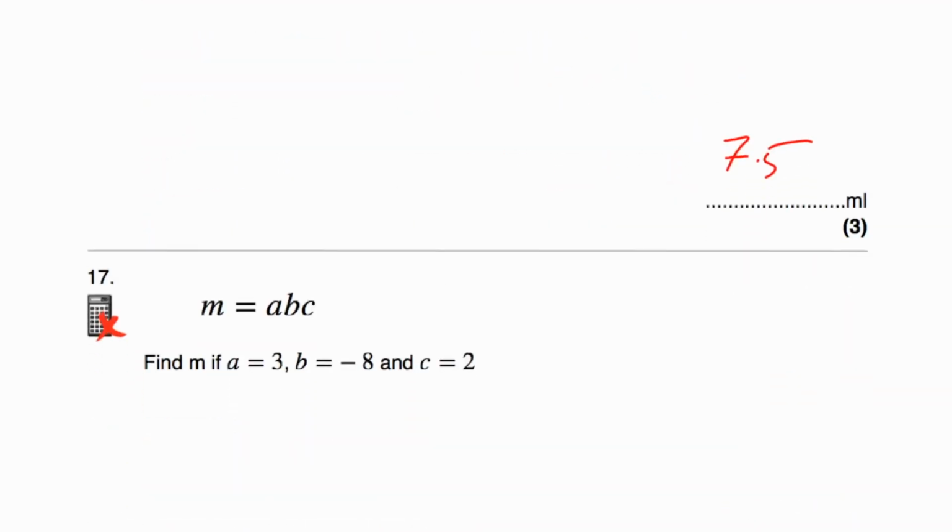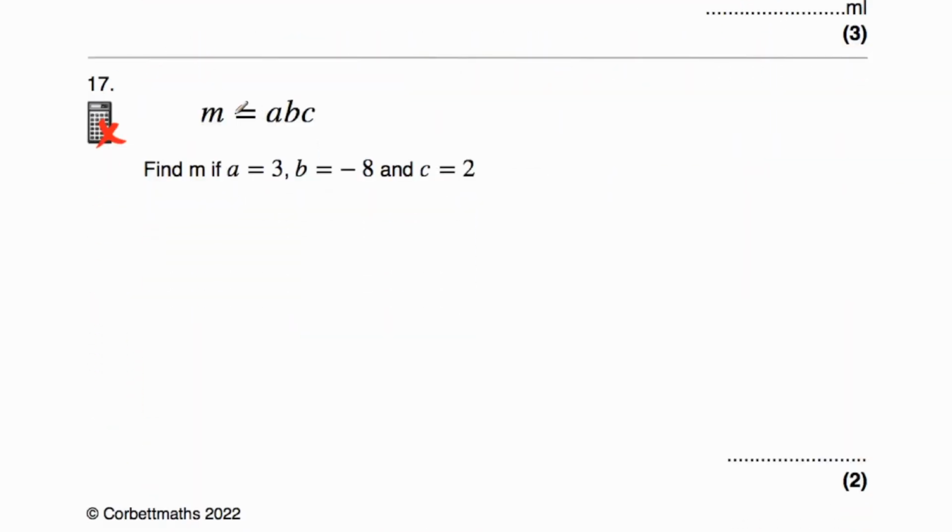Okay, next question. Question number 17. Question number 17 says M is equal to ABC, so that means A times B times C. So M is equal to A, which is 3, times B, which is negative 8, times C, which is equal to 2. So we're going to do 3 times minus 8 times 2 and see what we get.